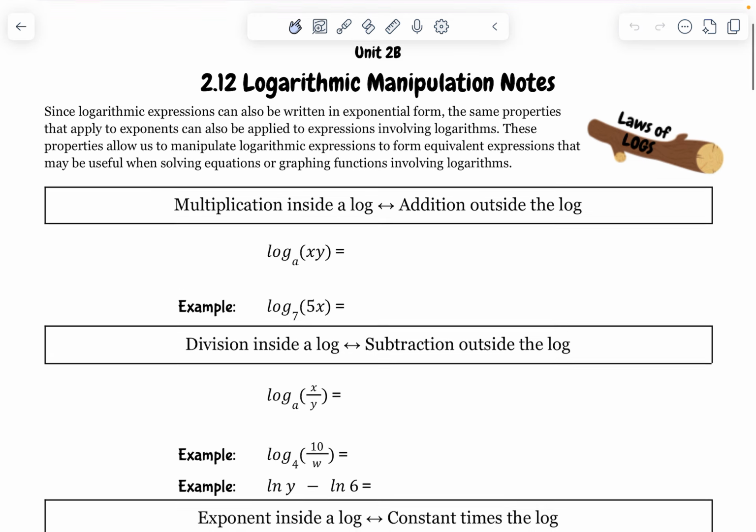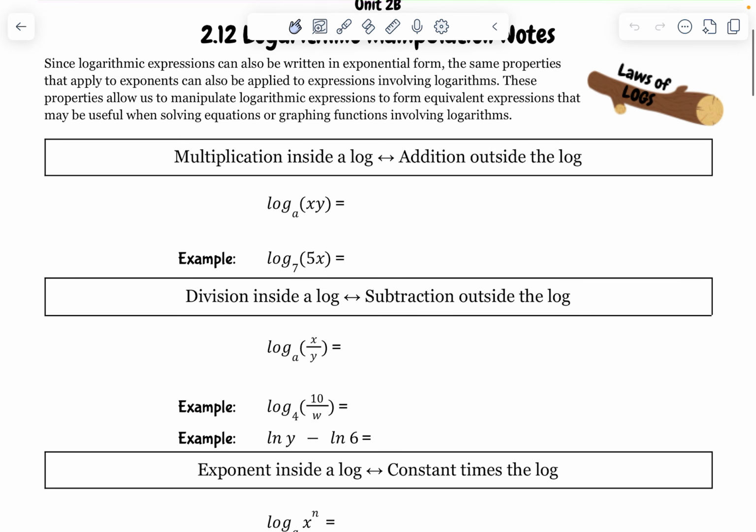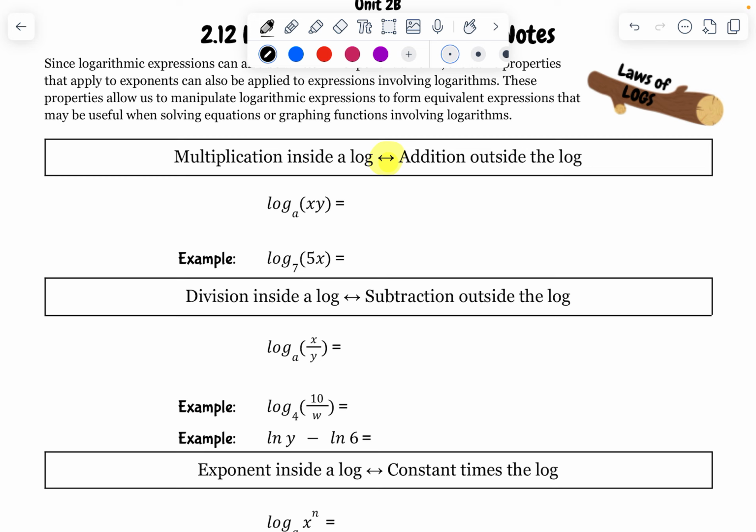So we're first going to look at if we have multiplication on the inside of a log, and what will happen is that will actually turn into addition on the outside between the logs. And I want to point out something at the beginning here. We have an arrow going in both directions, which means it can go both ways. So depending on if we're being asked to condense or expand an expression will determine which way we are going.